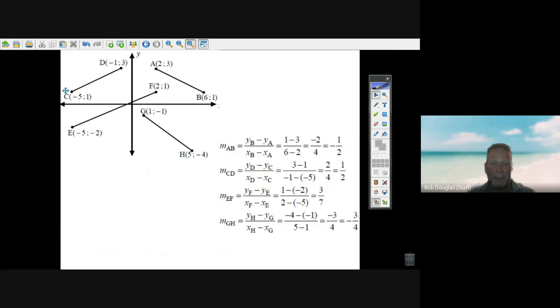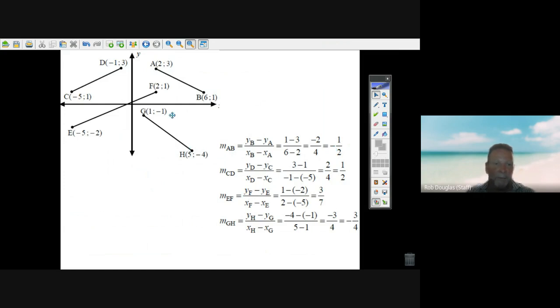Let's look at CD here. Well, they started at 3 here. That's the y. They went 3 minus 1. So there you go. And then they went minus 1, minus 5. Hey, you know that turns into a plus. Minus 1 plus 5 is 4. So that's a half. That's a positive gradient. When it's going downhill, it should be a negative gradient.